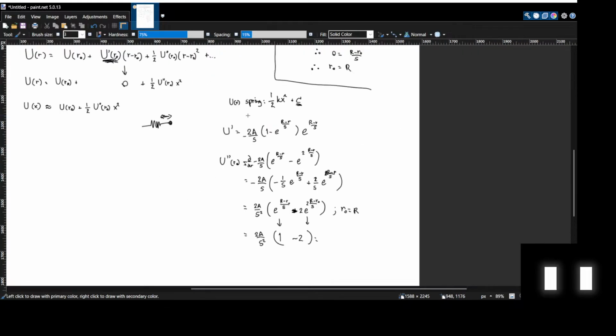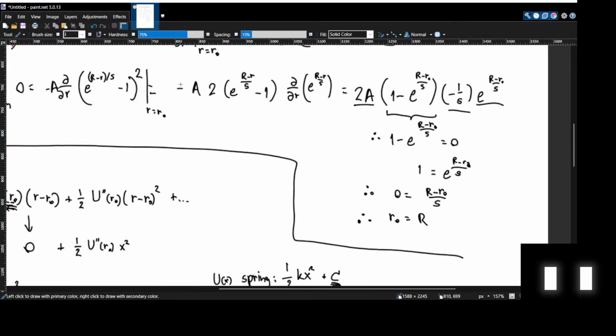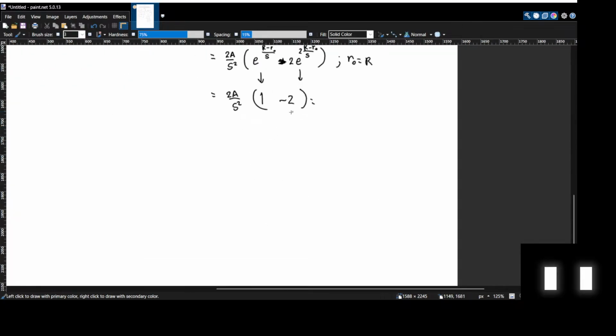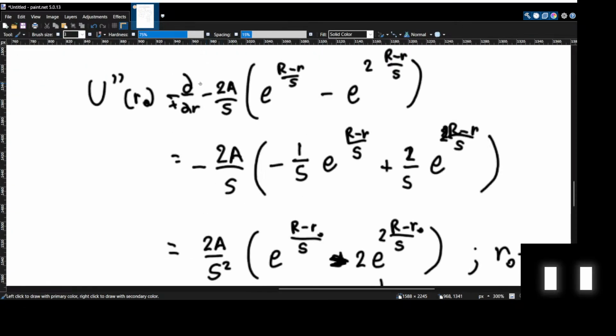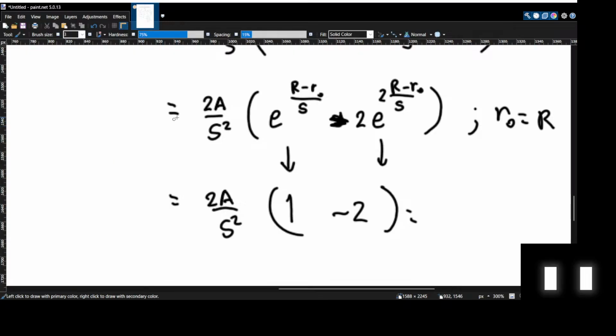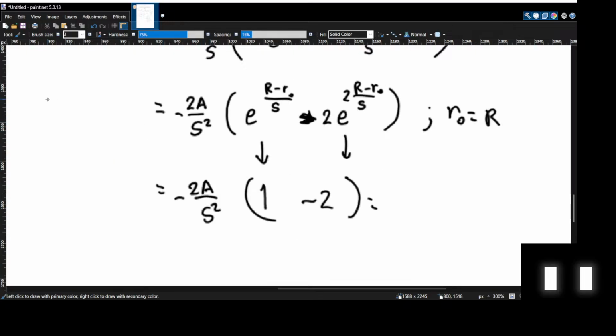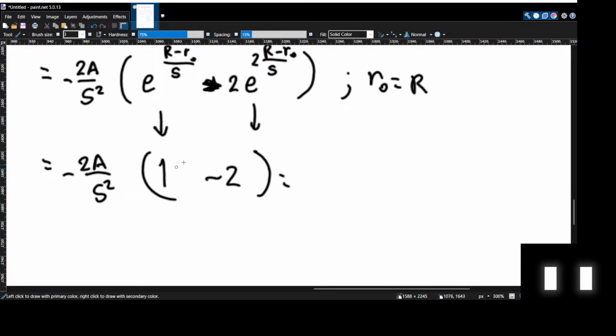And that's actually not that, because I had an extra negative sign because this was the force. Hold on. I'm sorry, there was not supposed to be a negative sign there. Positive, this would be, we're going to put in a negative sign over there, which becomes 1 minus 1 minus 2, so it becomes minus 1. So it's going to become 2a over s squared.